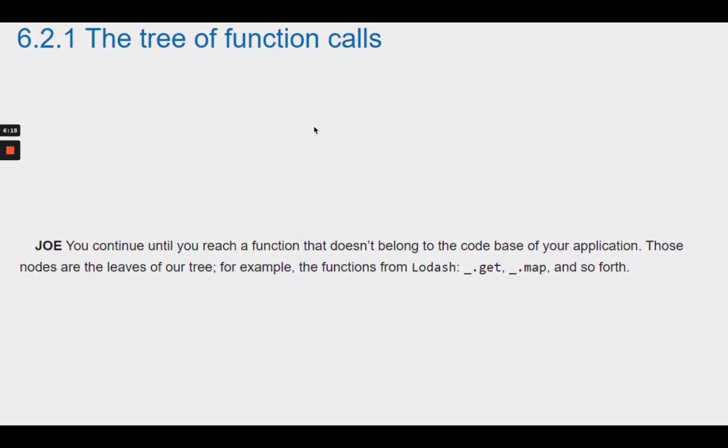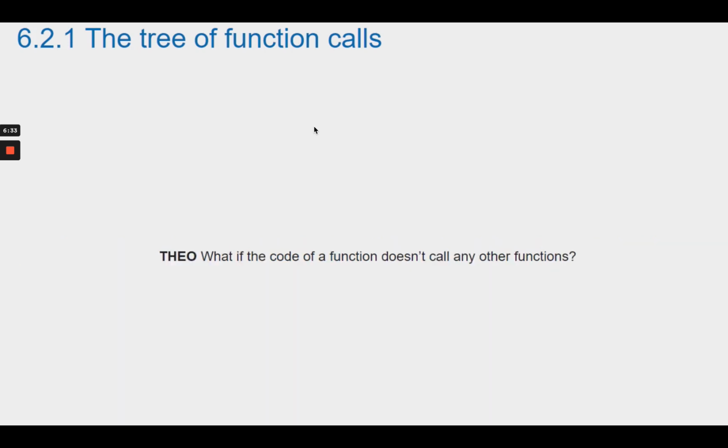Joe: You continue until you reach a function that doesn't belong to the code base of your application. Those nodes are the leaves of our tree. For example, the functions from Lodash, _.get, _.map, and so forth. Theo: What if the code of a function doesn't call any other functions? Joe: A function that doesn't call any other function would be a leaf in the tree.